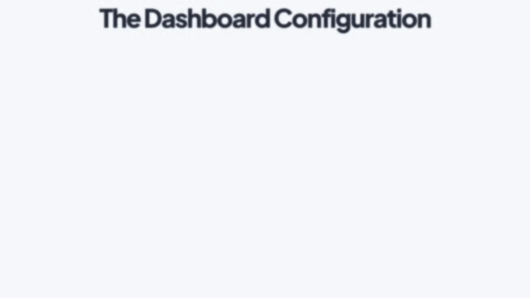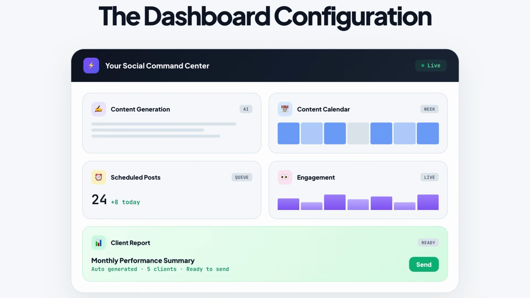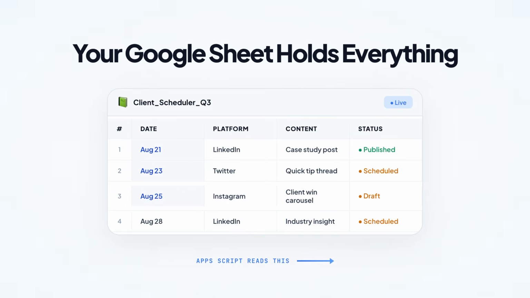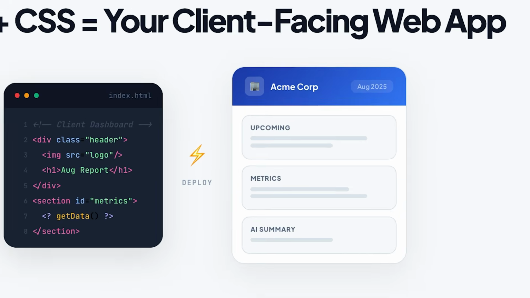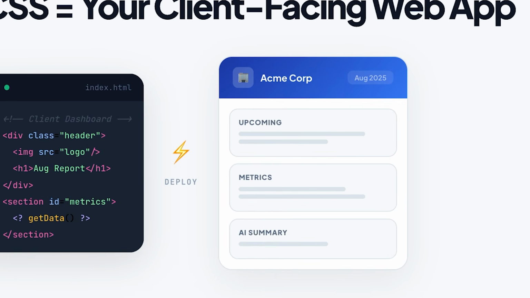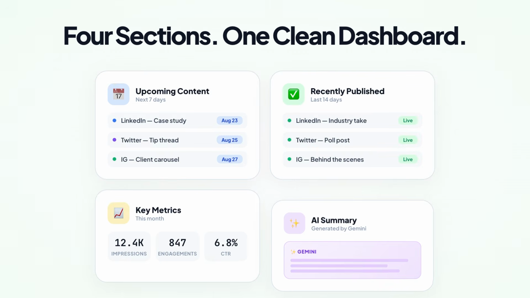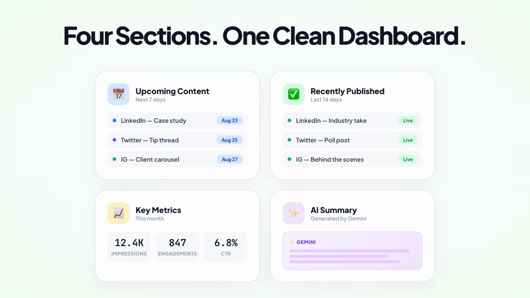Okay, I promised you something at the start of this video. Here it is, the dashboard configuration. Inside Google Apps Script, you create a web app that reads the data from your scheduling and reporting system. Then you build the interface using HTML and CSS. At the top, put the client's logo and reporting period. Under that, create 4 sections. First, upcoming content. Second, recently published posts. Third, key engagement metrics. Fourth, a short AI-generated performance summary.